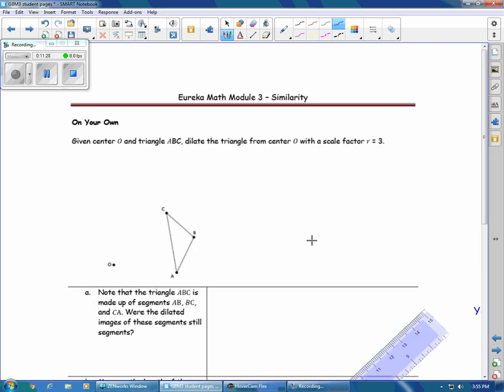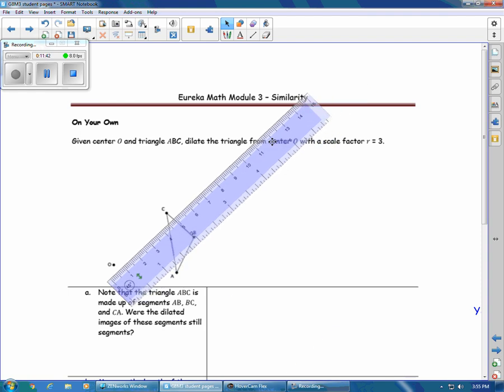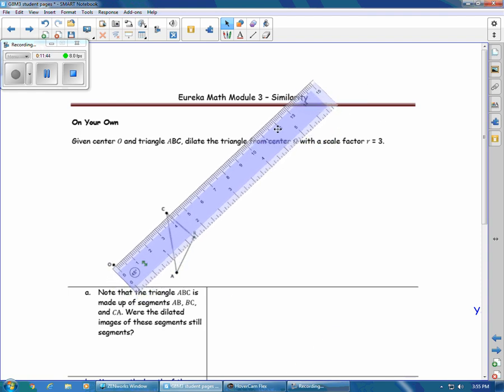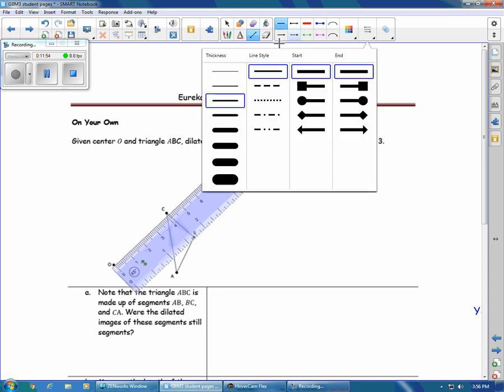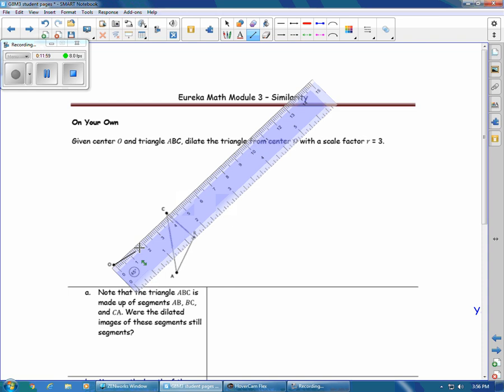All right, next they want us to dilate an entire shape. We still have our center of dilation, and they're giving us a scale factor of 3. So let's go ahead and get our ruler, and it's already set up on the right angle to put a line through C. So I'm going to draw a line. I want to make sure my line is black though, because I don't want a weird color, and I want a skinny line. Okay, so starting on my center of dilation, I'm going to draw a line through C and beyond.